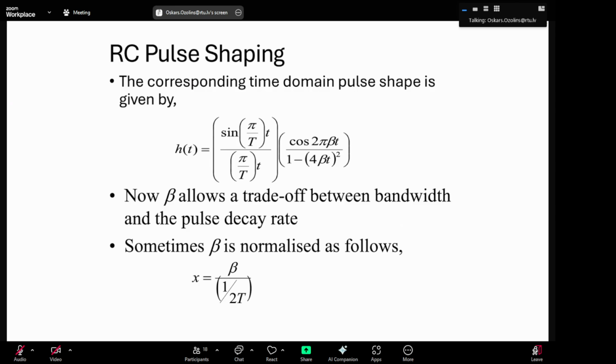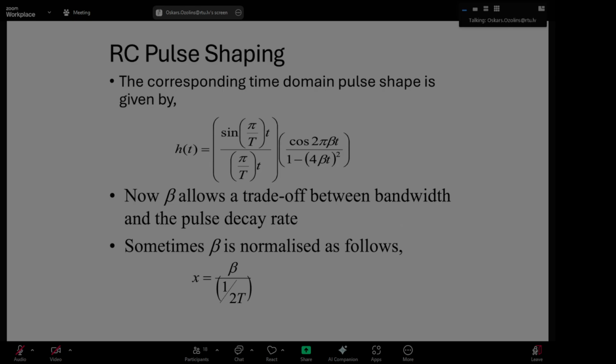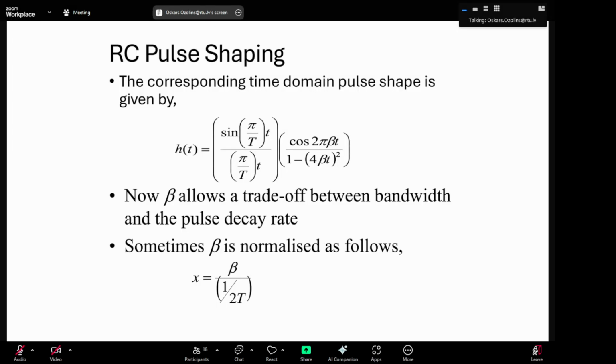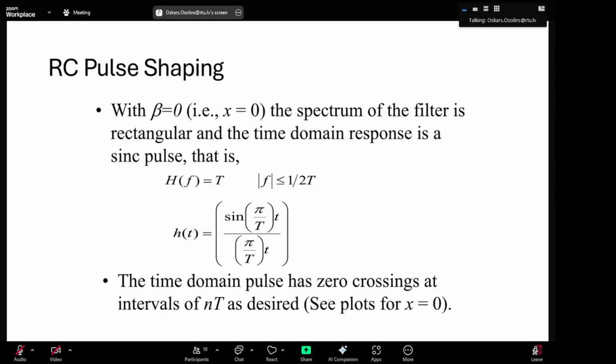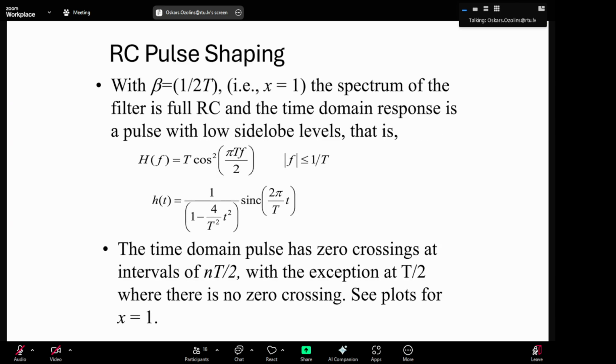If you optimize this beta, you can do a trade-off between the bandwidth and pulse decay rate, and then you can normalize it. But what happens if you do so? For example, if beta is 0, the spectrum of the filter is rectangular, and the time domain response is a sinc pulse. That looks like this, and the time domain pulses have zero crossings at intervals of the desired value.